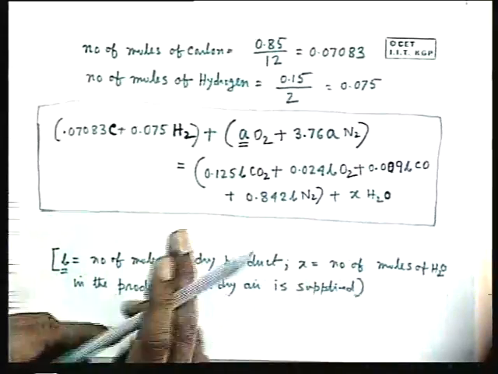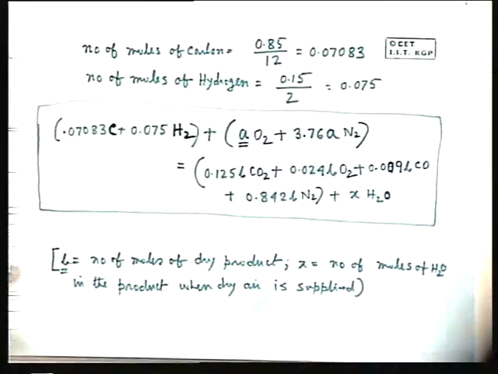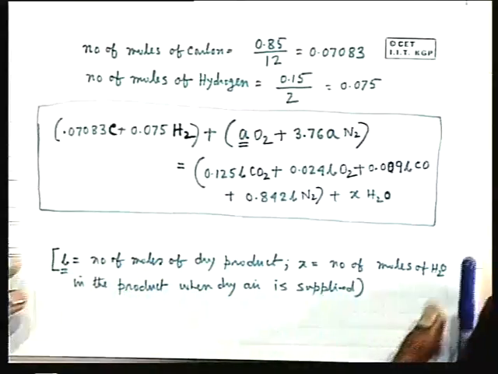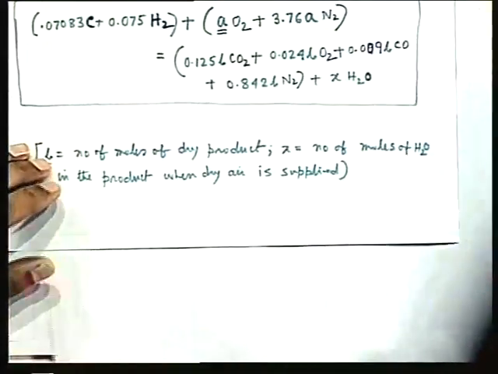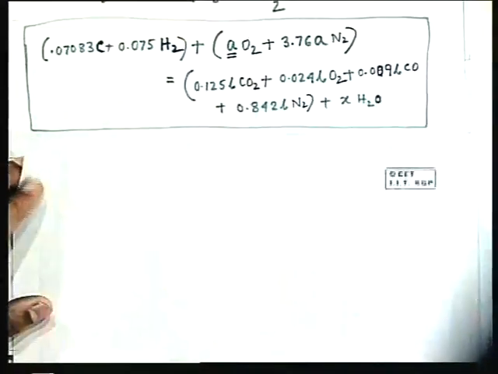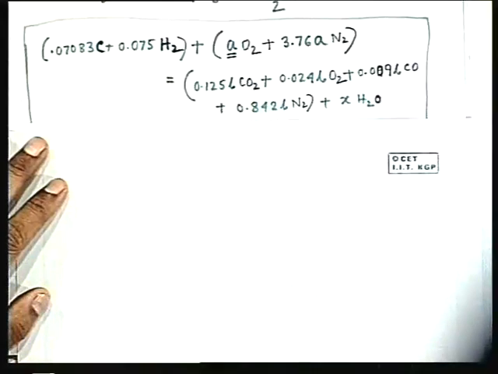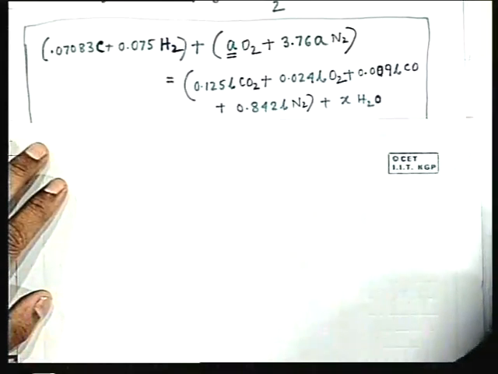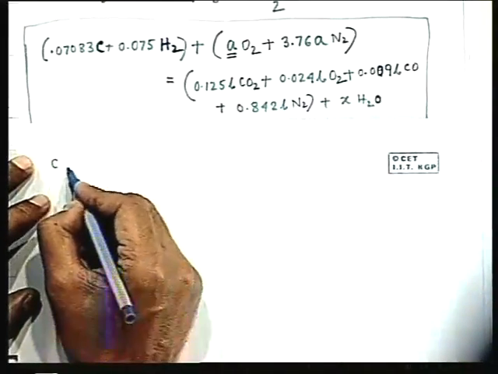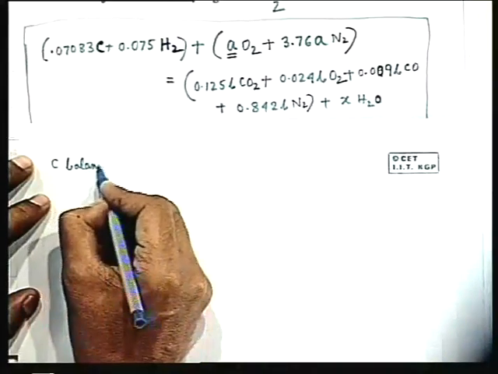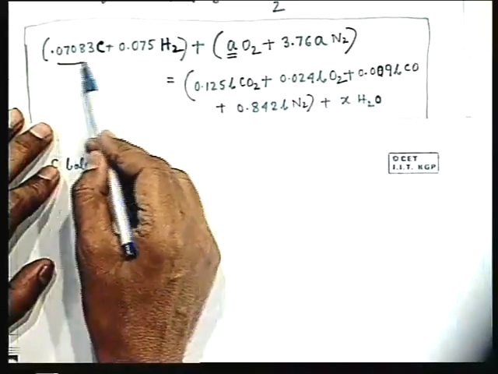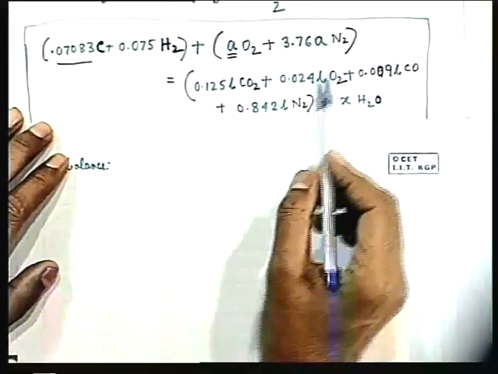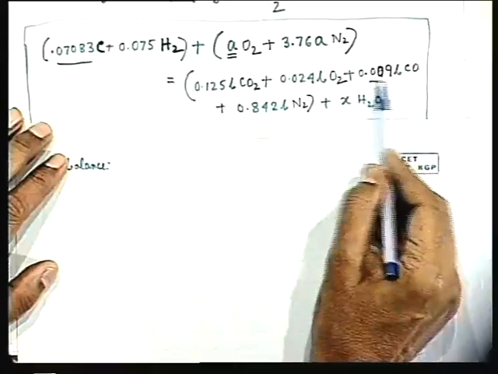Next is the application of the conservation equation, meaning conservation of mass. Now you apply the conservation of mass. First you make the mass balance of C. I am writing only C. If you make the C balance, where is C? C is here and here.